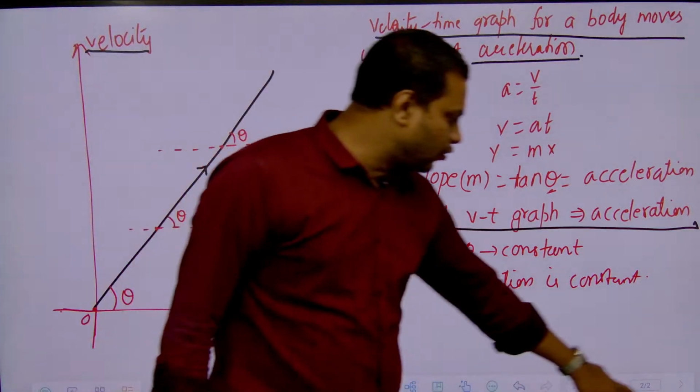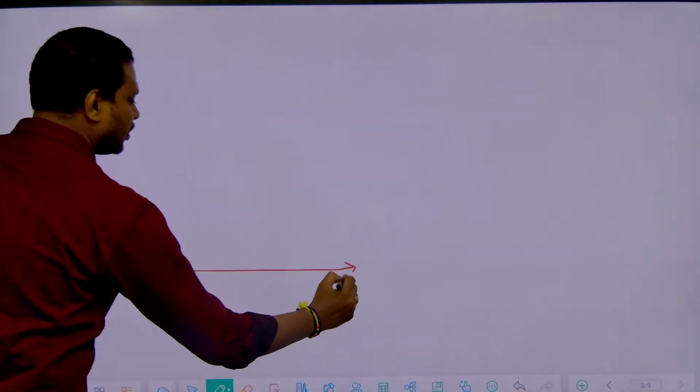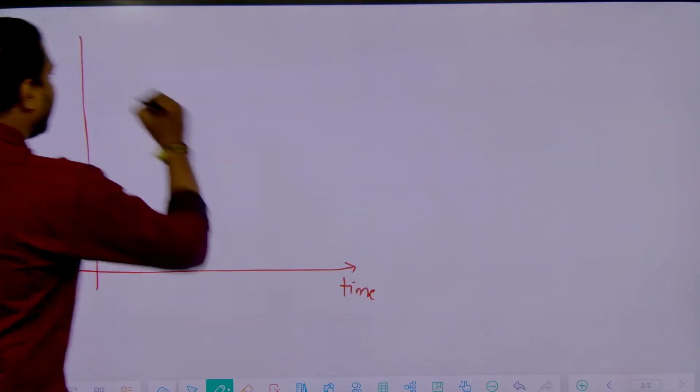Okay, shall we go for the next topic? So next diagram is like this. On y-axis take velocity. On x-axis take time. Okay, now the graph is like this. So this is time and this is velocity.